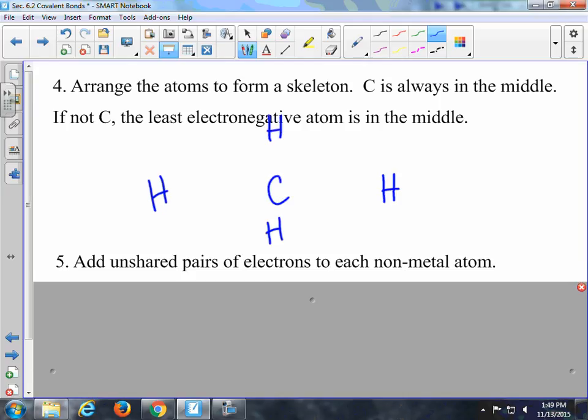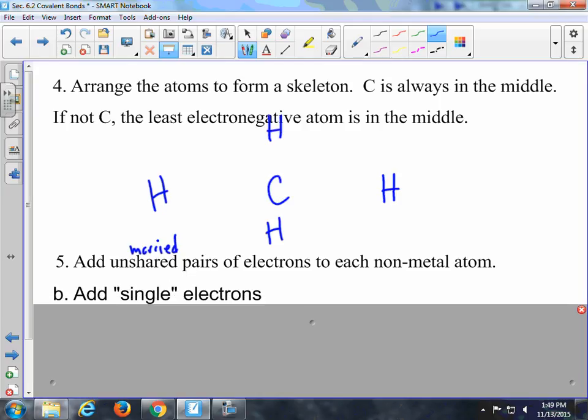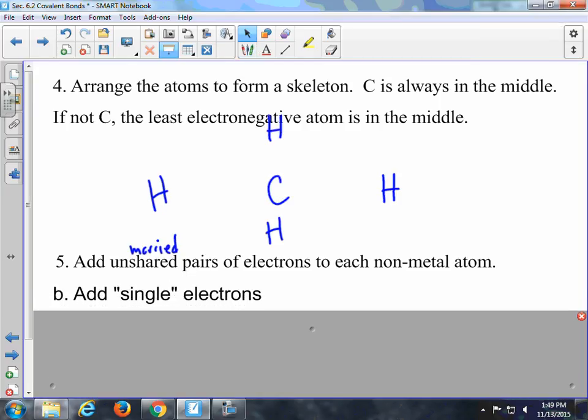Now what do we have to do? Well, we have to put in our electrons. So first it says add our unshared pairs of electrons. Remember, our unshared pairs are our married couples. In this example, does carbon have any married couples? No. Does hydrogen have any married couples? No. So we're going to move to the next step. The next step is we're going to add our single electrons. So how many single electrons did carbon have? 1, 2, 3, 4. And how many did each hydrogen have? 1. Now I'm going to put this 1 facing its date. Why am I going to do that? Because soon we're going to pair them up and make a date.